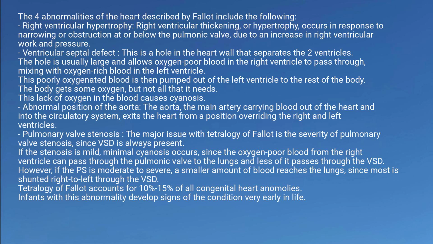is always present. If the stenosis is mild, minimal cyanosis occurs, since the oxygen-poor blood from the right ventricle can pass through the pulmonic valve to the lungs and less of it passes through the VSD. However, if the PS is moderate to severe, a smaller amount of blood reaches the lungs, since most is shunted right to left through the VSD. Tetralogy of Fallot accounts for 10% to 15% of all congenital heart anomalies. Infants with this abnormality develop signs of the condition very early in life.